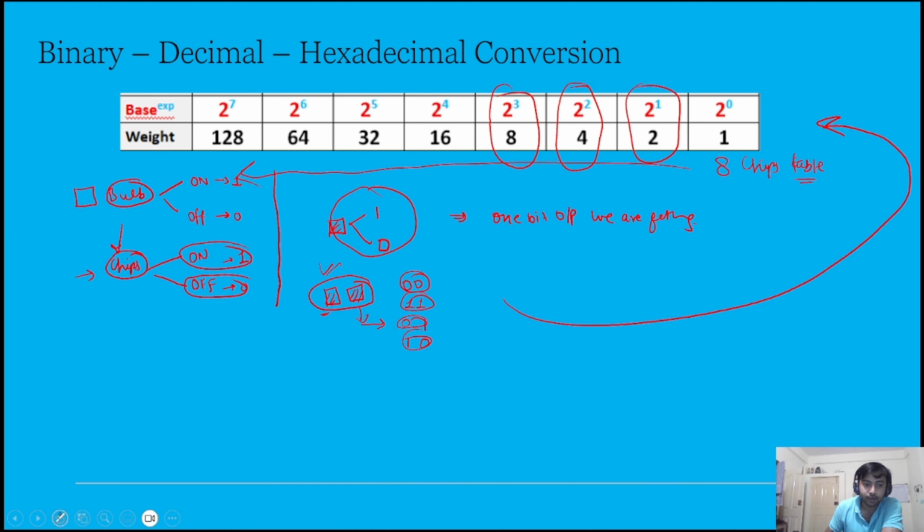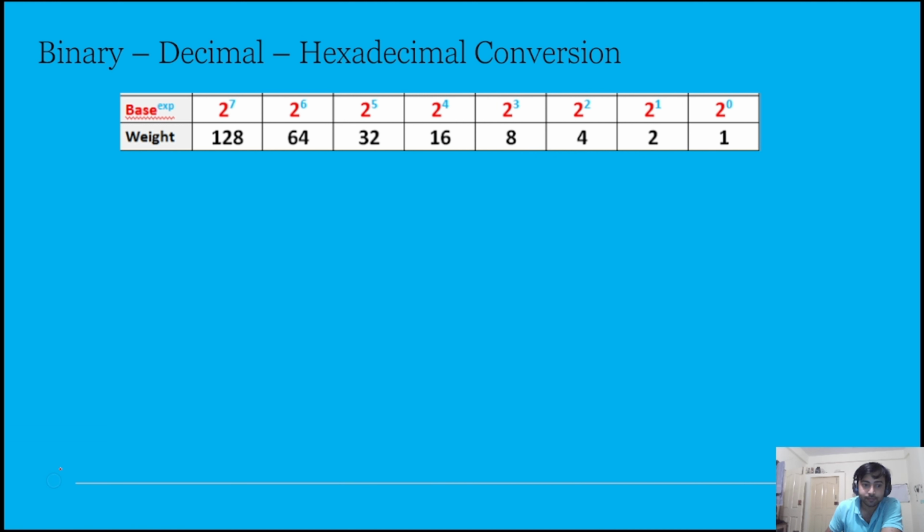So let's go and understand with an example. Now we'll do the conversion. First we'll do conversion from decimal to binary. We have two methods for that. We'll discuss method one first, and the example for that is 250.